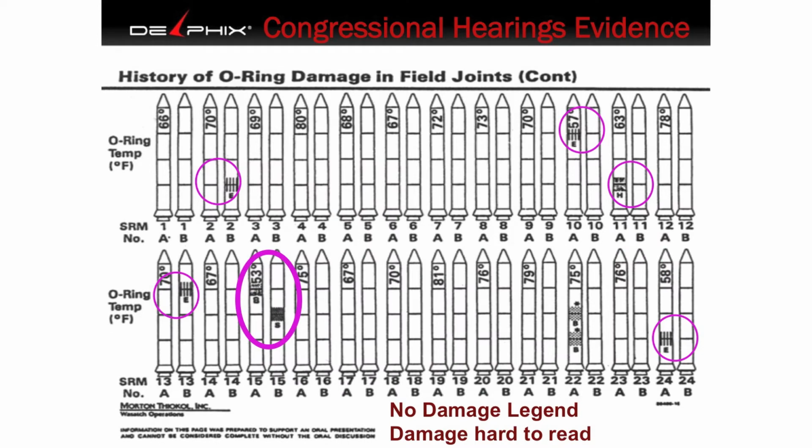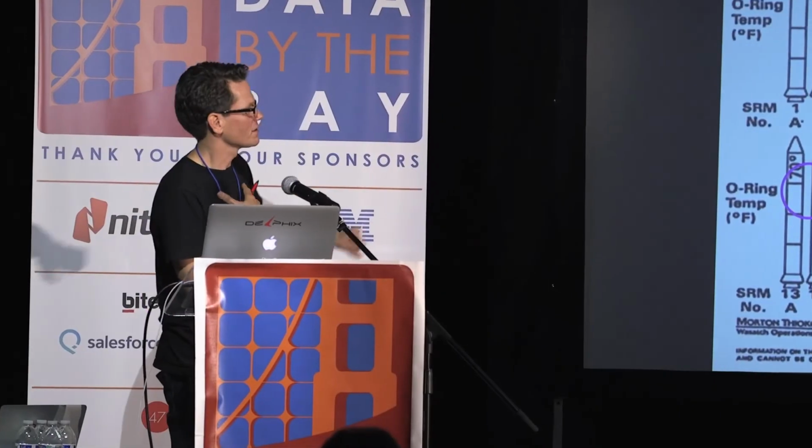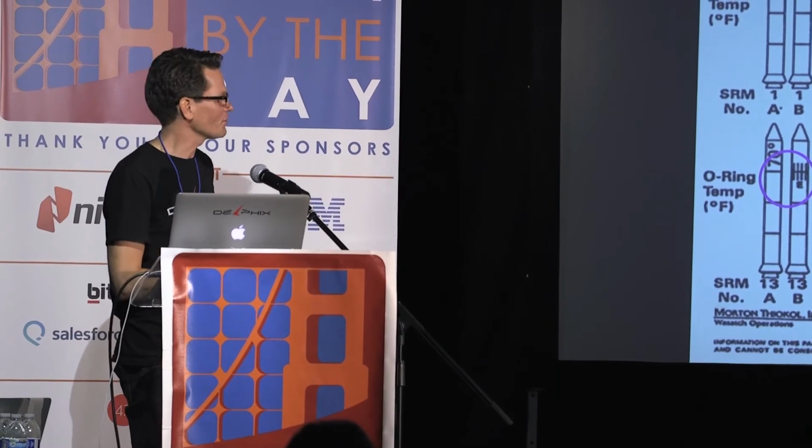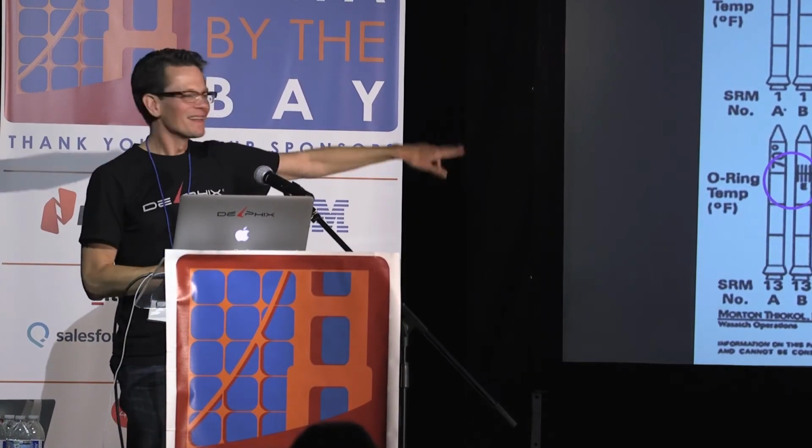So what did they do? They launched a congressional investigation. So we go from brilliant NASA engineers to some of the highest paid lawyers in the country. And what do they do? They chart it like this.